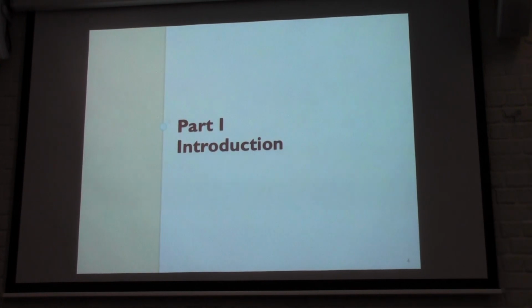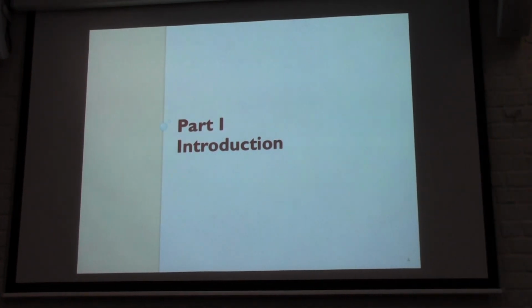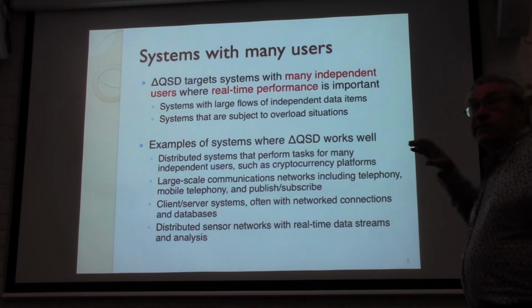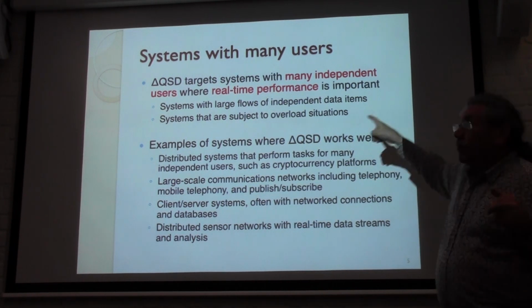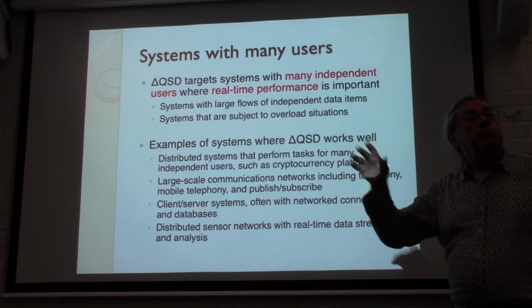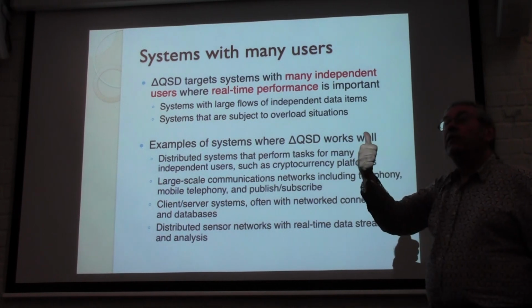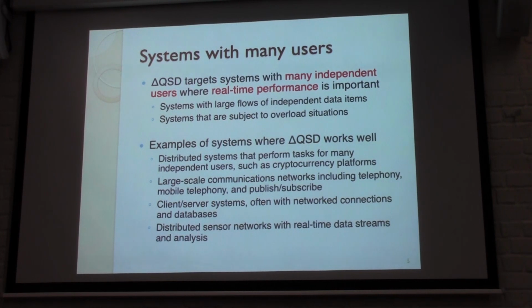Okay, first let me give an introduction. I'll give you some general introduction, and then I'll give you some nice industrial case studies to start. Okay, first of all, what kind of systems are we interested in? We're interested in large systems, systems with many, many, many users. For example, telephone, where thousands, millions of people are calling, or Amazon, where millions of people are ordering things. So many independent users, and we're interested in real-time performance. Okay, really the interesting case.